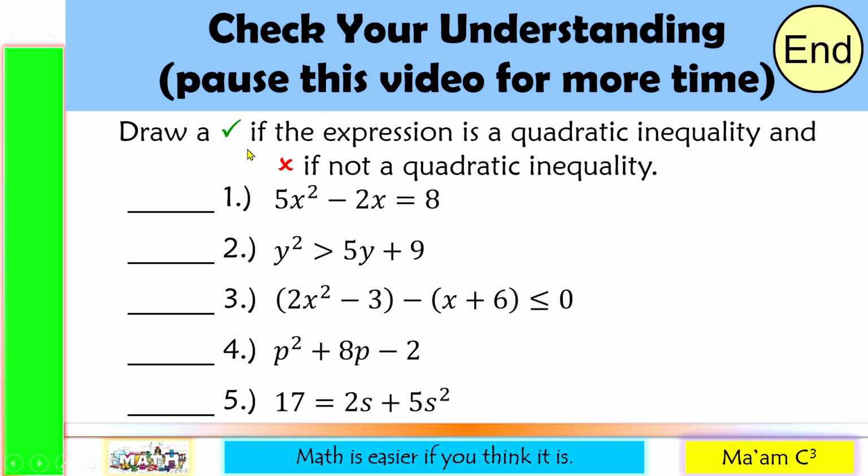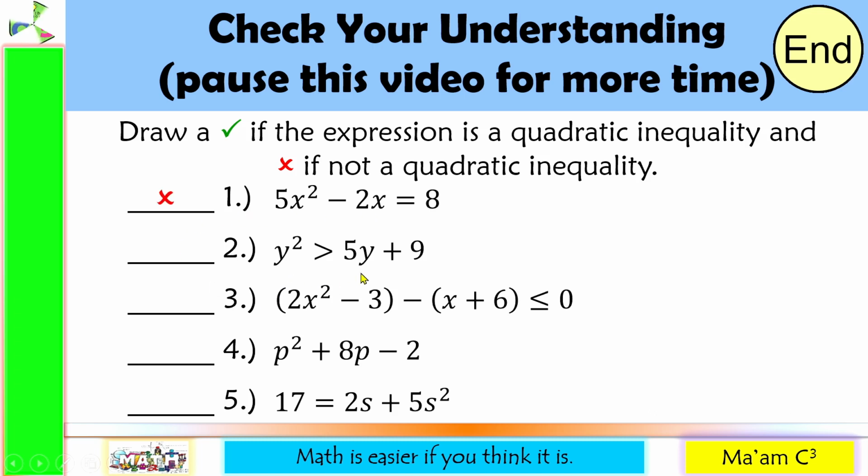Draw a check mark if the expression is a quadratic inequality and a cross mark if not a quadratic inequality. The highest exponent of the variable is 2, so this is quadratic, but I have here an equal sign, so this is not a quadratic inequality.